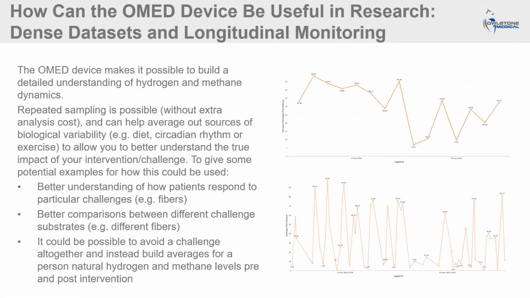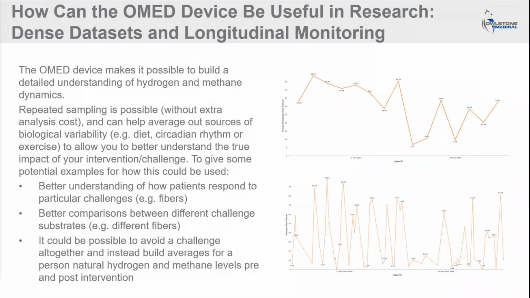So what the OMED device makes it possible to do is, because you don't have any extra cost per sample you're analysing, it makes it possible to build a really, really rich, detailed understanding of the hydrogen and methane dynamics, both within a single day, but also over multiple days. And to give you an indication of what that can look like over time, I've just plotted some of my own data here on the right-hand side.